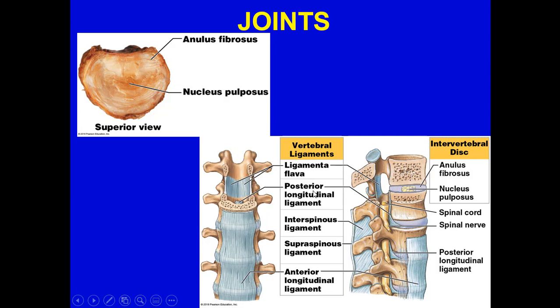We have the ligamentum flavum, the posterior longitudinal ligament right here, the interspinous ligament right here between the different spinous processes, the supraspinous ligament, which is over here, and the anterior longitudinal ligament, which basically is a covering over the vertebrae. You have also a posterior longitudinal ligament, which is kind of like a cushion here between the bone and what would be the spinal cord area.